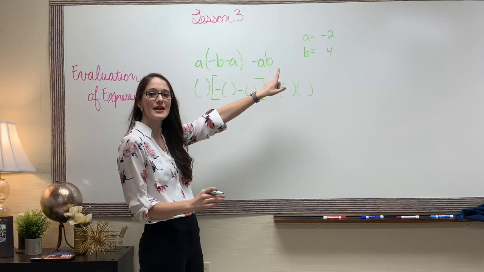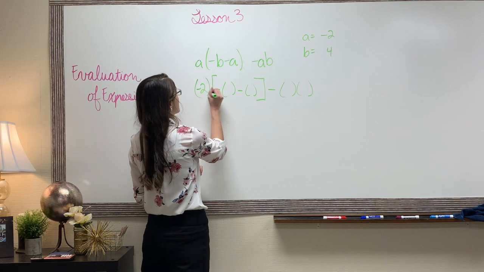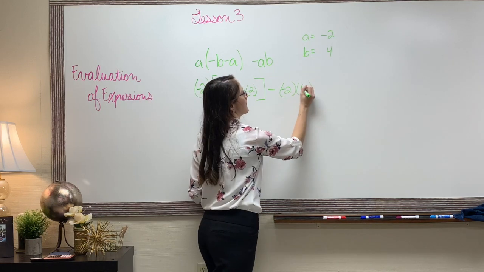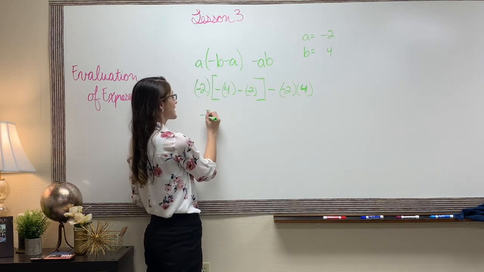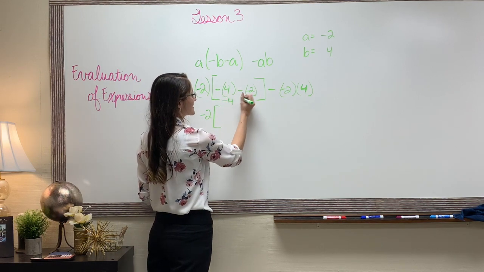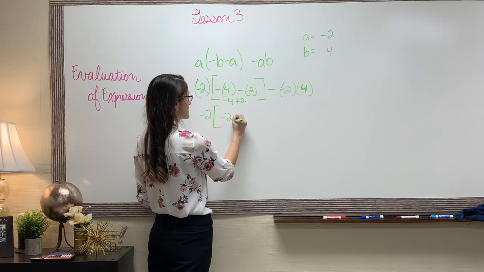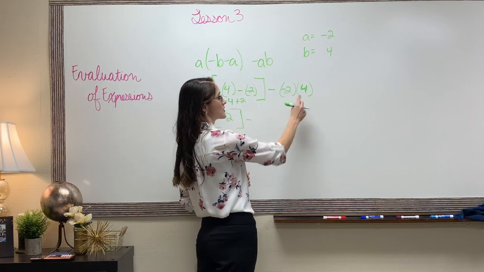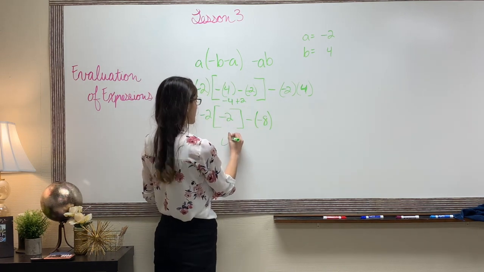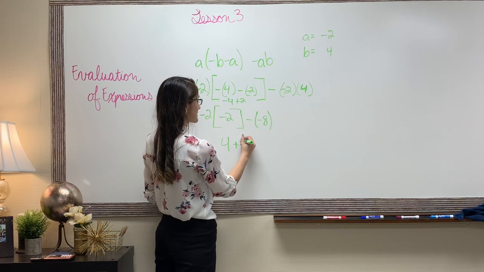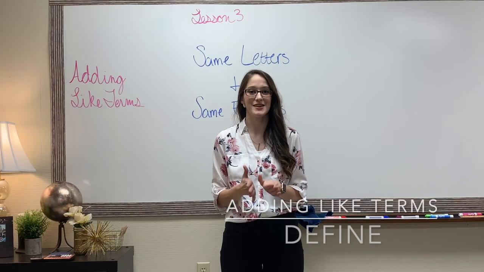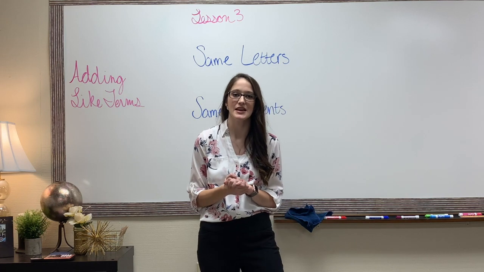Okay, so now we're replacing A and B with negative 2 and 4. And we're going to solve. Okay, so negative 2, it's going to hang tight just for a little bit. Now I'm going to solve within the bracket, so I have negative 4 minus negative 2, that means plus 2. So this is going to be negative 2 minus, and then negative 2 times 4 is negative 8. So negative 2 times negative 2 is positive 4, and then minus negative 8 is plus 8, so 12. And we're done.